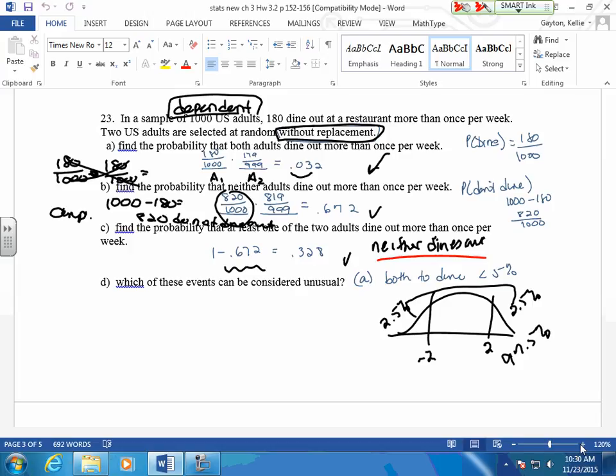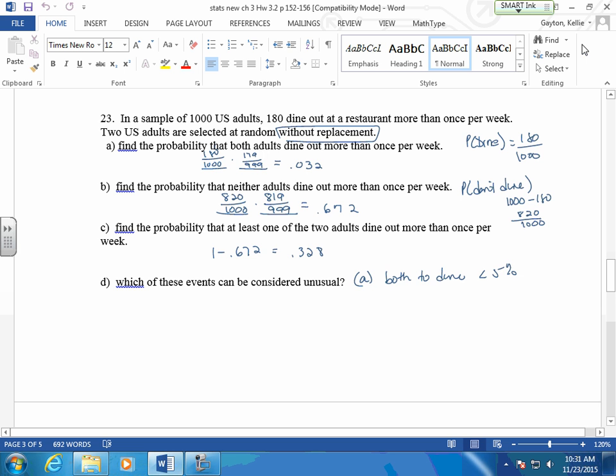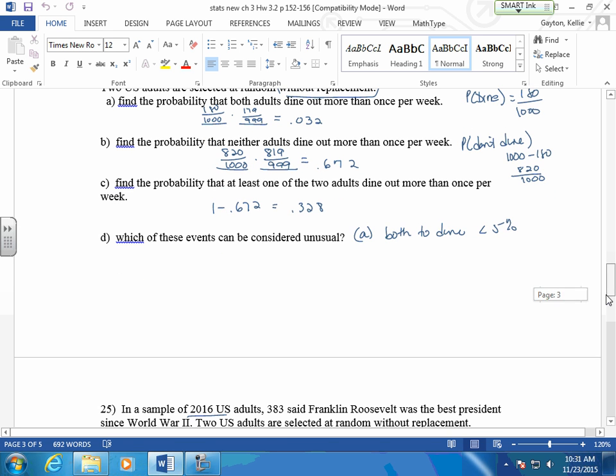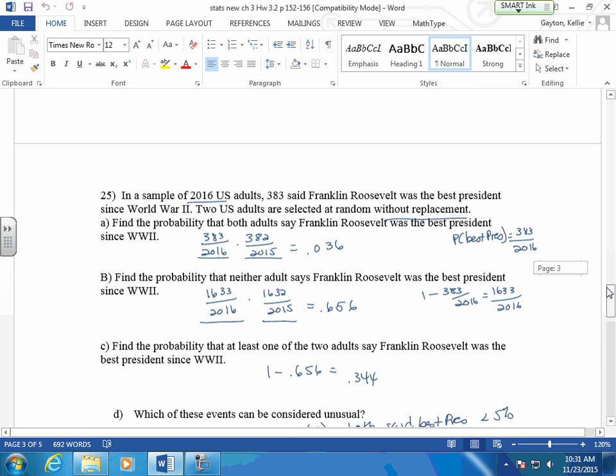I think this was a little harder to see with the adults dining out. I think the one we did in the regular class was a little bit easier to get. Because this one is a little tougher to get. Just the case. Sometimes the case alone is a little harder. Not the concept, but the case.